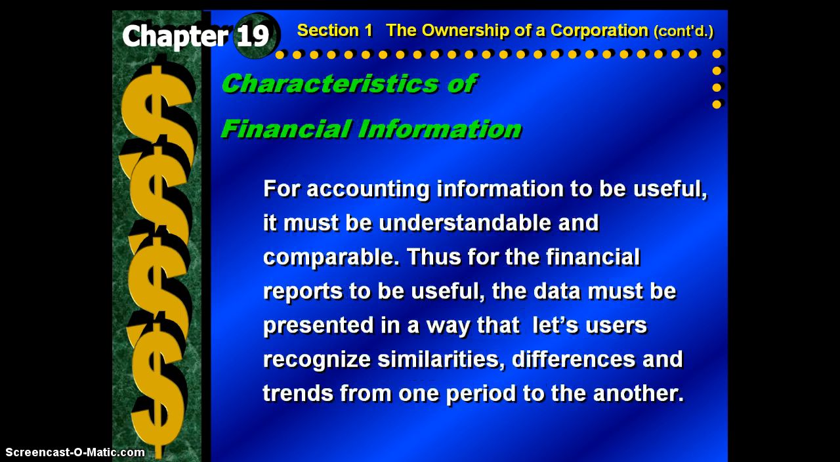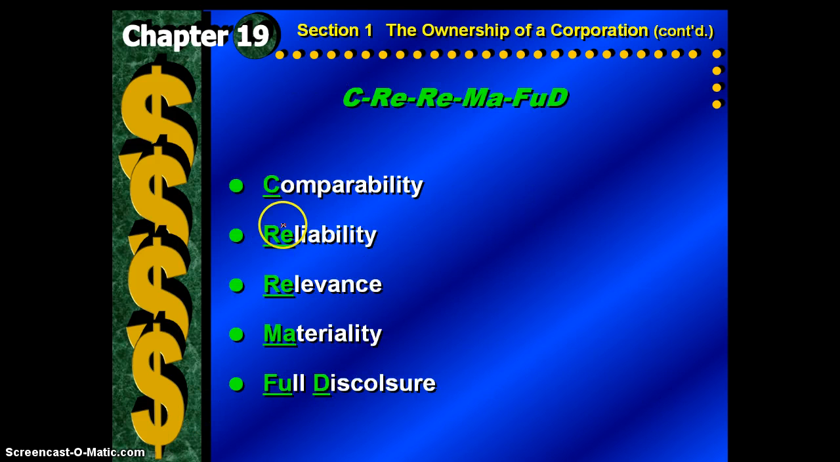All right, so let's talk about the characteristics of financial information. There are 5 key areas where we need to focus when we put financial statements together. For accounting information to be useful, it must be understandable and comparable. Thus, for the financial reports to be useful, the data must be presented in a way that lets users recognize similarities, differences, and trends from one period to another. Now, the 5 areas that we need to focus on are comparability, reliability, relevance, materiality, and full disclosure.